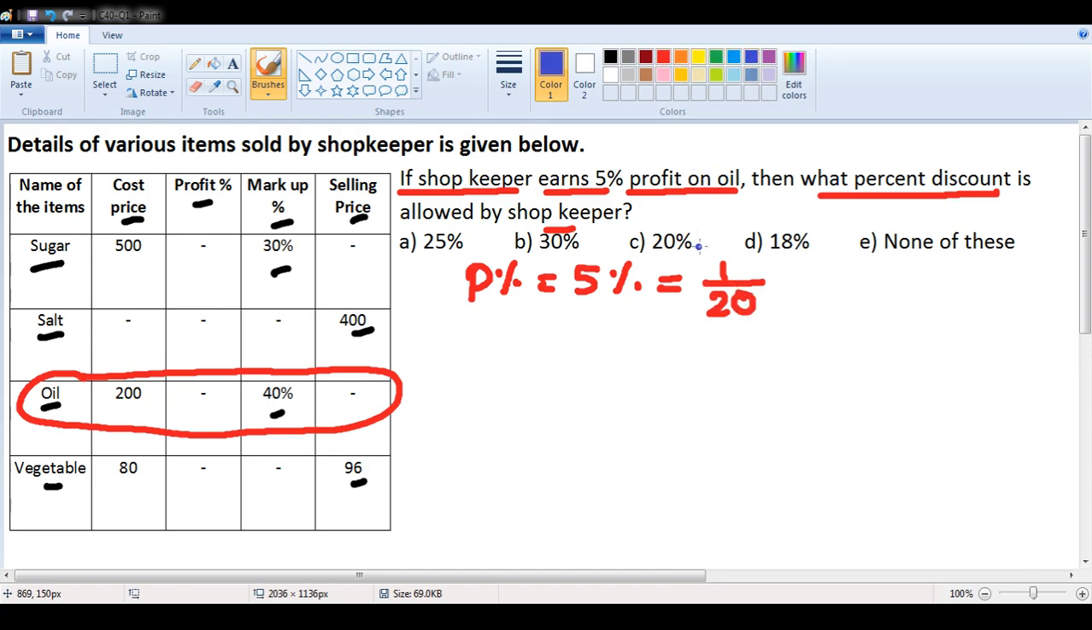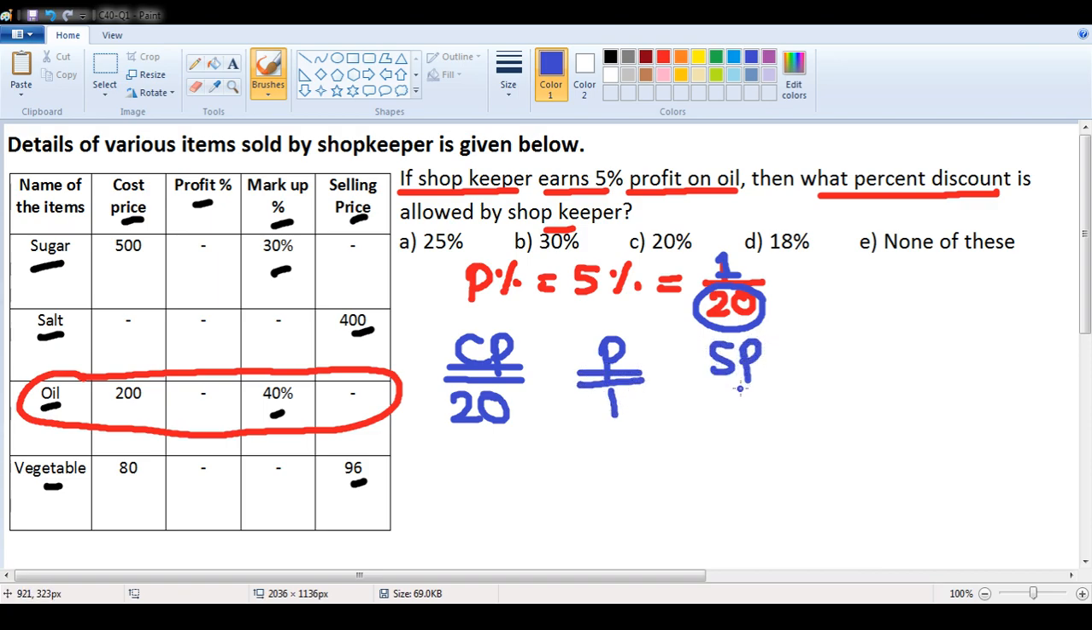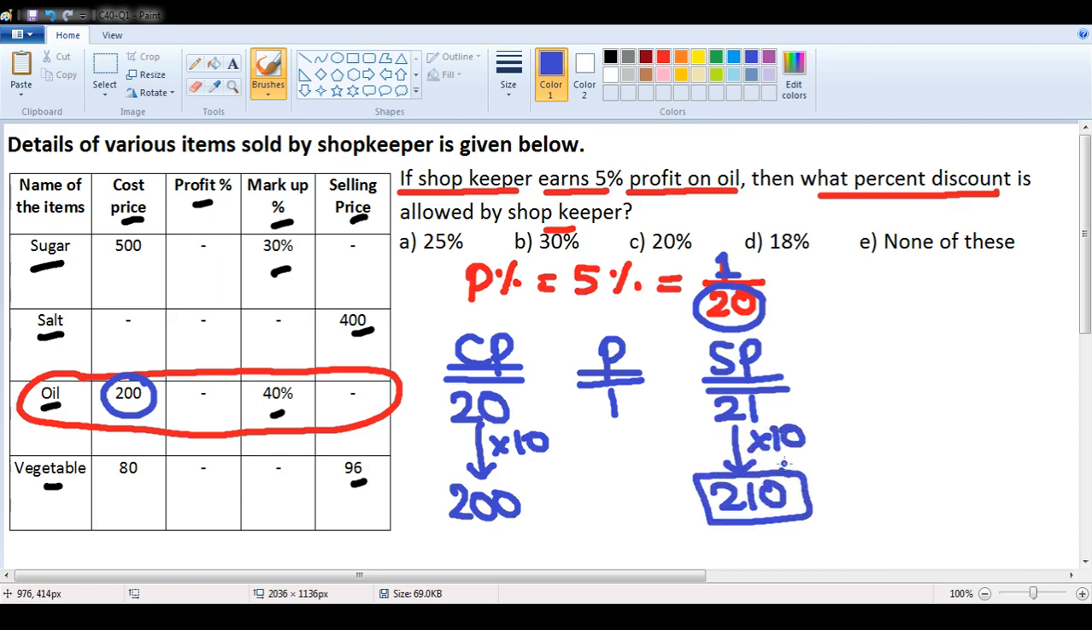Can I say that the meaning of 1 by 20 is that the denominator is the initial value, cost price is 20, right? Cost price is 20. If it is profit percentage, numerator is profit. Profit is 1. So selling price should be how much? Selling price should be 21, right? But in the question they are giving cost price as 200. In the table it is given as 200. 20 should become 200. Multiply by 10. Here also multiply by 10. It is 210, right? It is 210.